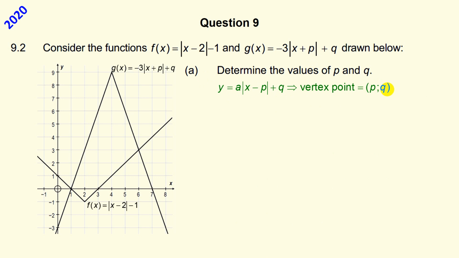So the vertex point is (4, 9). So therefore it's going to be absolute value of x minus 4, plus 9. There I've written the actual equation of that graph without even looking at this really, other than the minus 3. And that being the case, I can now see p is minus 4, q is 9.